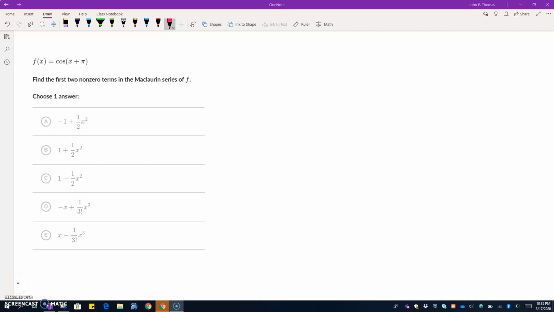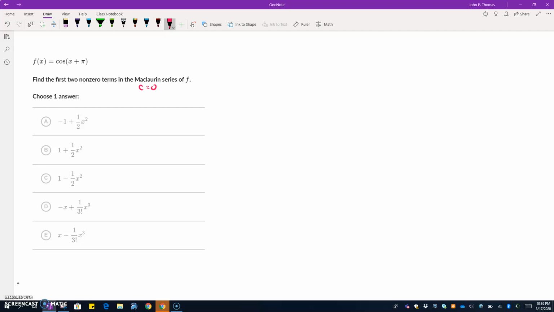Okay, so this was the third most missed question on the Khan Academy assignment from day one. This question asks us to find the first two non-zero terms in the Maclaurin series of f. Now, key thing to notice: Maclaurin, so that tells us that the center is going to be at 0.